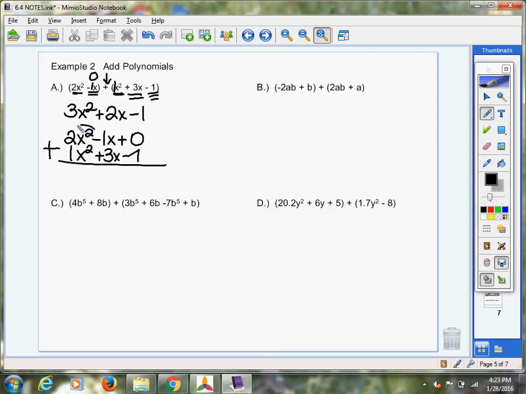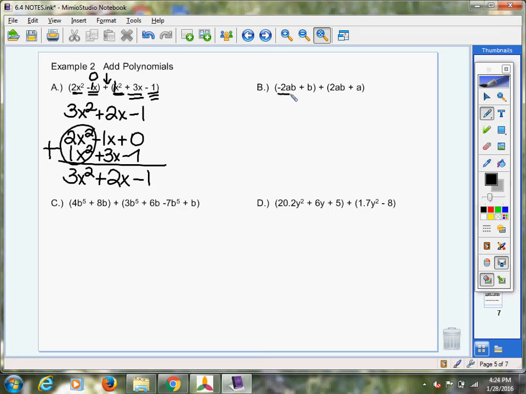So I'm going to start right here with 2x squared plus 1x squared. That is 3x squared. Negative 1x plus 3x is positive 2x. 0 plus negative 1 is negative 1. So either way you do it, you're going to get the same exact answer. It just depends on how much writing you would like to do, what makes sense, what helps you see it the best. Okay?